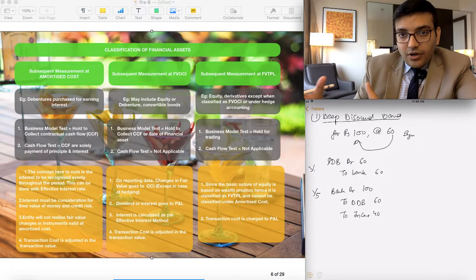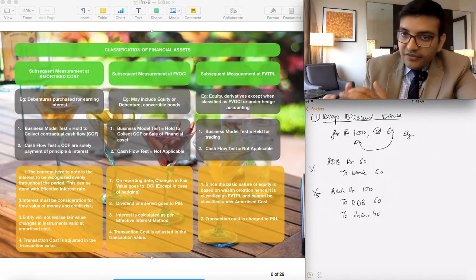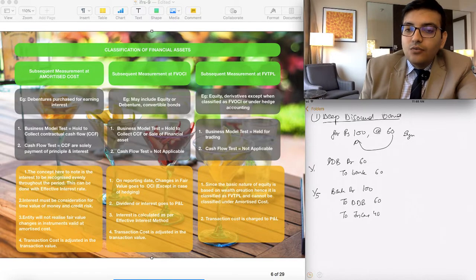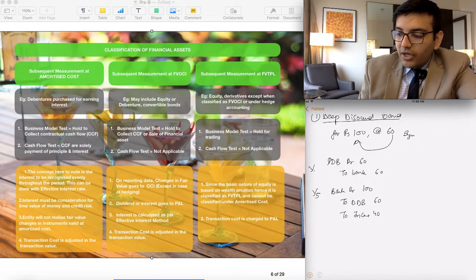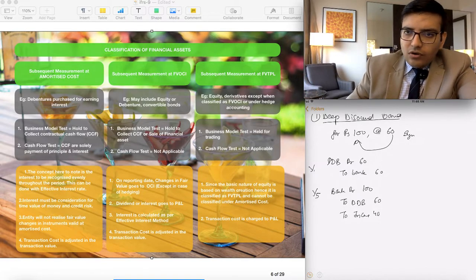This was the case for deep discount bonds in Indian accounting standards; I don't know about the US standards. In the previous standard, IAS 39, it was there already. But why are we discussing this? We are discussing the origin of the standard. In IAS 39, this was already available.